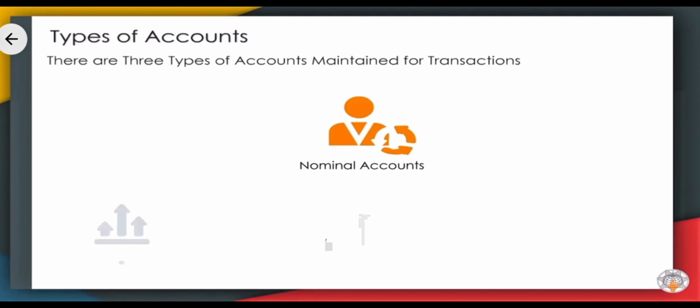Example: Mr. A purchased a car for Rs 50,000 by paying cash. Car is a real account and cash is also a real account. The entry in the books of A will be car account, debit 50,000. Debit what comes in. To cash account, credit 50,000. Credit what goes out.